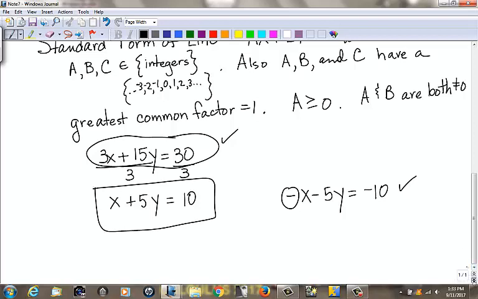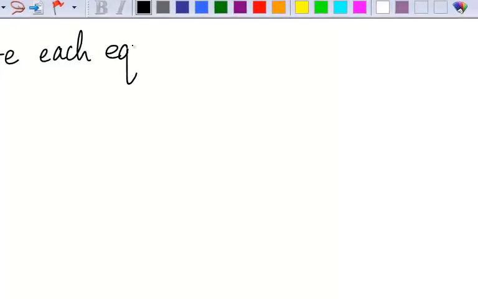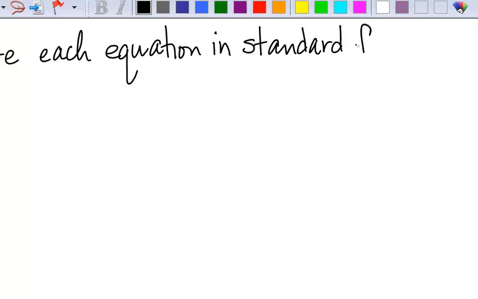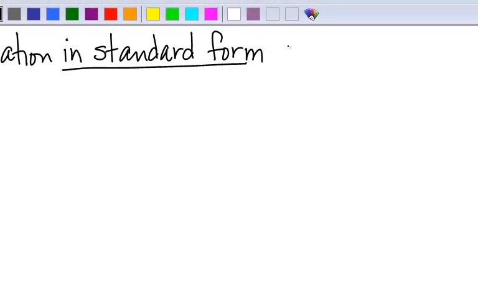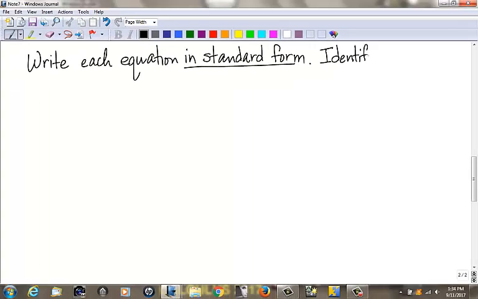Okay, so let's try a couple of examples. They will give you directions to write each equation in standard form. And when you see that phrase, in standard form, you know you're trying to get Ax plus By equals C. Okay? And they want you to identify the A, the B, and the C.